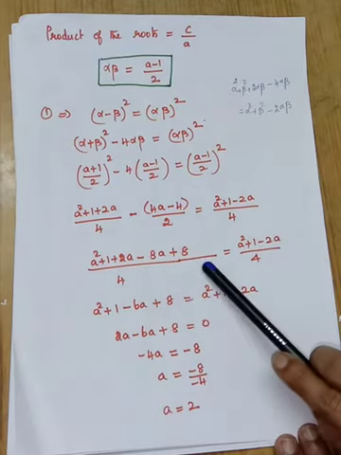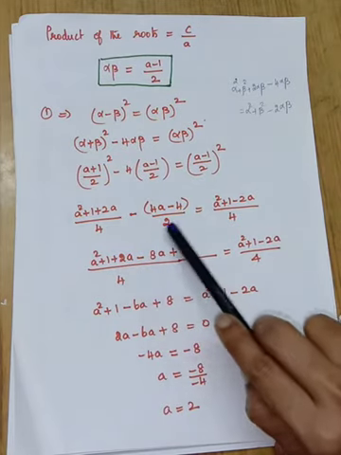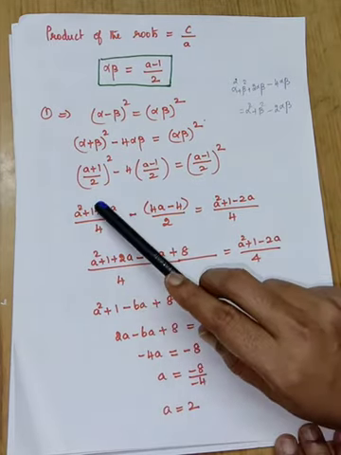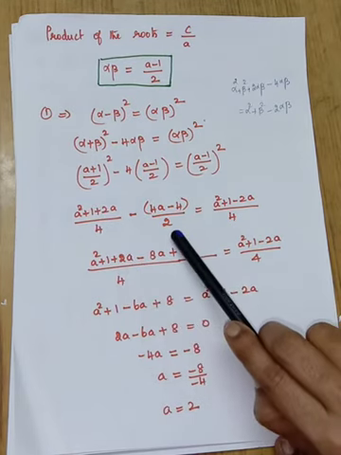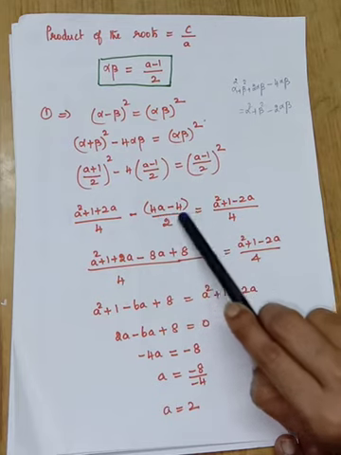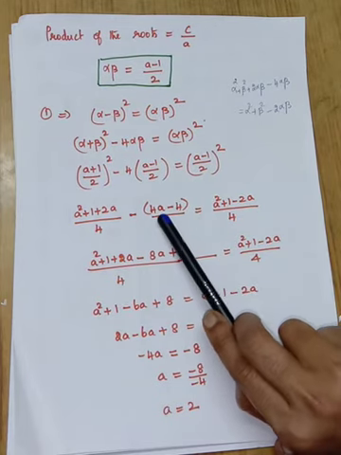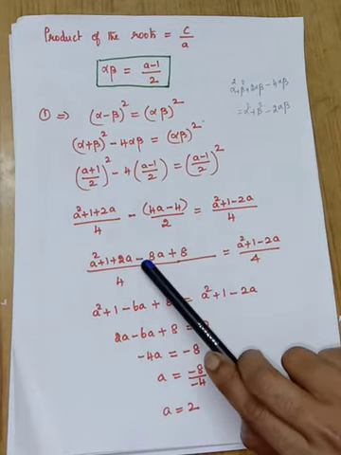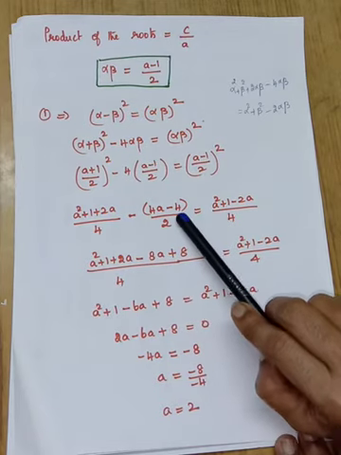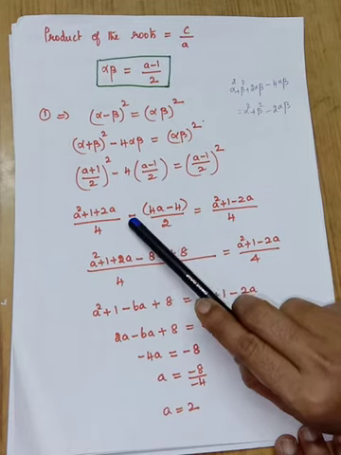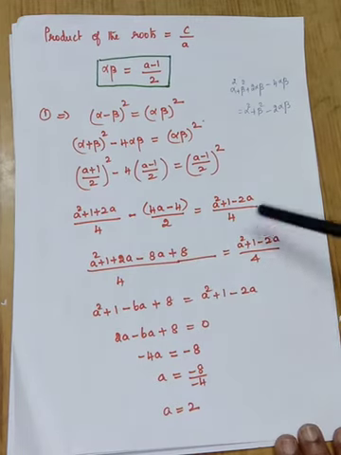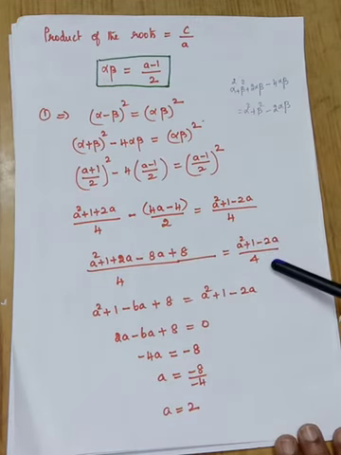And just take LCM. What is the LCM here for these two? It is 4. So here a squared plus 1 plus 2a. And here you will have 2. So it has to be multiplied with 2. So here it is 8a. If you apply the minus, minus 8a. Next here, if you multiply with 2, this is minus 8. Minus 8 into minus is plus 8. That is equal to a squared plus 1 minus 2a divided by 4.